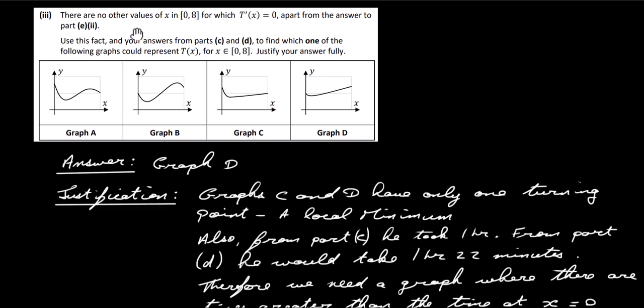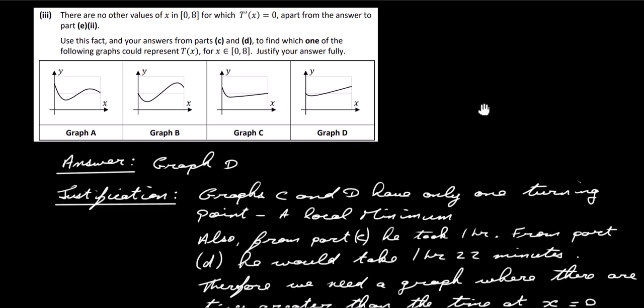Now we're told that there are no other values of x in the interval 0 to 8 for which t prime of x is equal to 0, apart from the one answer that we got in E2. So that means there's only one turning point. Here you can see there are 2 turning points. Here you can see there are 2 turning points. But in C and D, there's only one turning point in each one. So there's a turning point here, there's a turning point here. So why did I pick D then? What I'm saying here is the graph C and D have only one turning point and they're both local minimums.